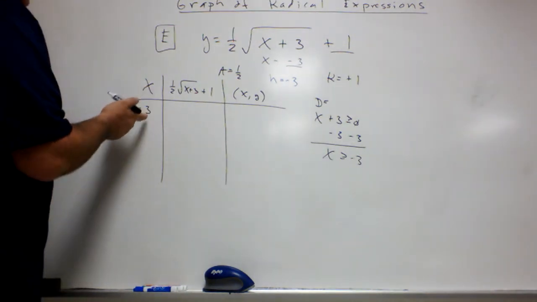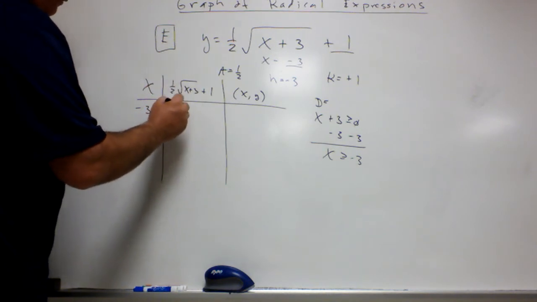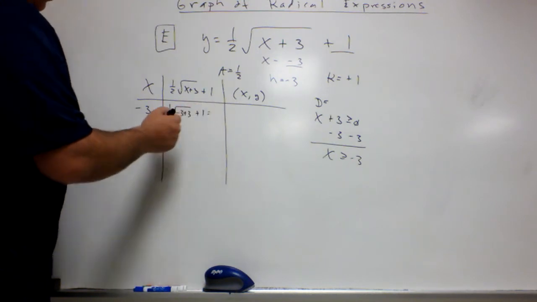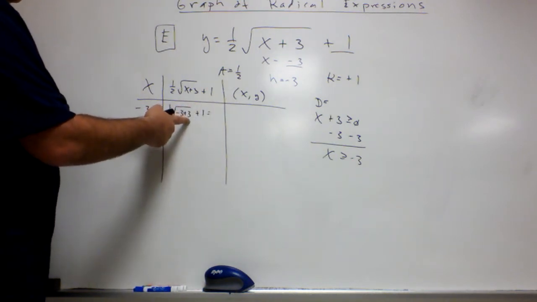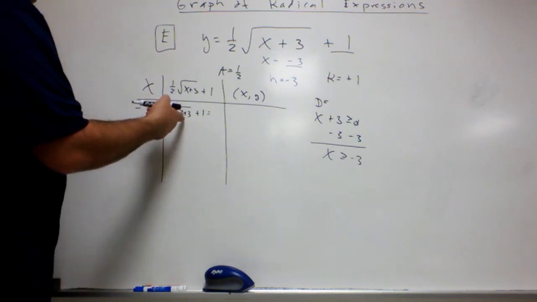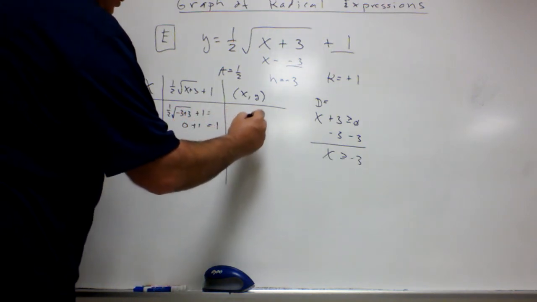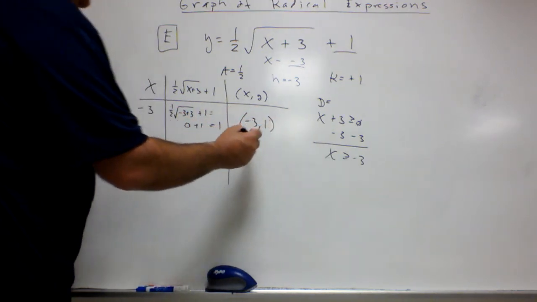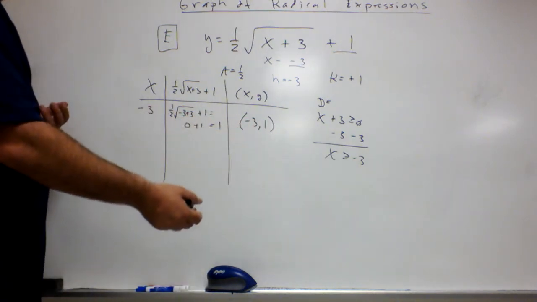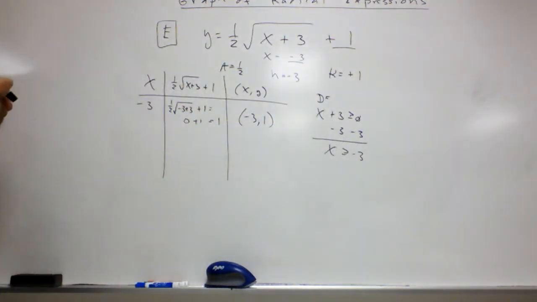And what happens is when we put the -3 in, we get 1/2 of the square root of -3 plus 3, plus 1. Well, -3 plus 3 is 0, so the square root of 0 is 0, times 1/2 is 0. It's 0 plus 1 is going to be 1. So that's why the equation almost always starts at h, k, which is the -3 and the +1 here.